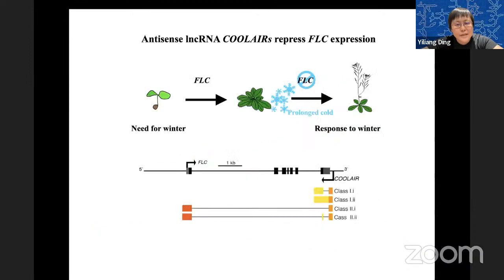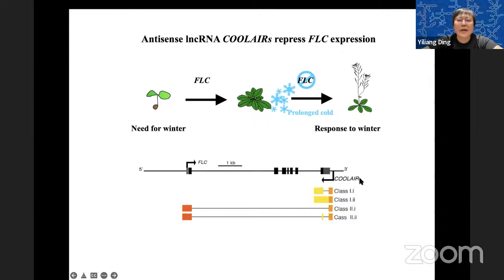So I'll try to demonstrate our new technology using a very famous plant long non-coding RNA, COOLAIR. The FLC gene is a very important flowering repressor. During vernalization, we know FLC expression will be suppressed after cold treatment. This repression of FLC expression is driven by its antisense long non-coding RNA, COOLAIR.